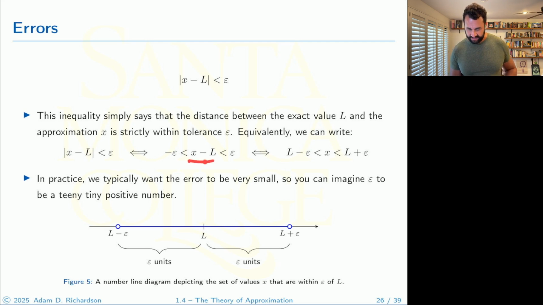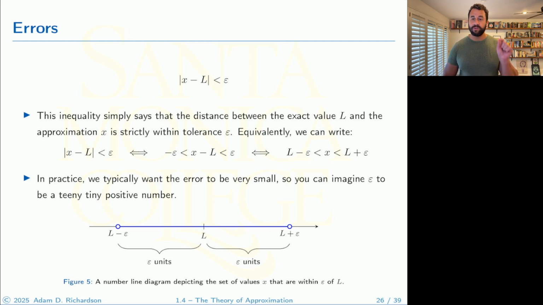Well, that means that the difference has to be less than epsilon or greater than negative epsilon, right? Differences could be positive or negative. Positive numbers are bigger than negative numbers, so that's why you get this order relationship. And this is what we're saying. Now we can isolate x in this compound inequality, and we get this. This is saying that the approximation has to be strictly between the exact value minus the tolerance and the exact value plus the tolerance. Our approximation has to lie in between those two numbers for it to be useful to us in whatever our application is, right?